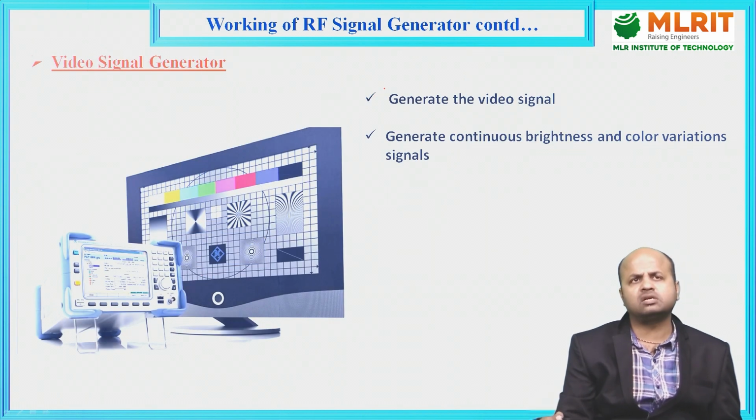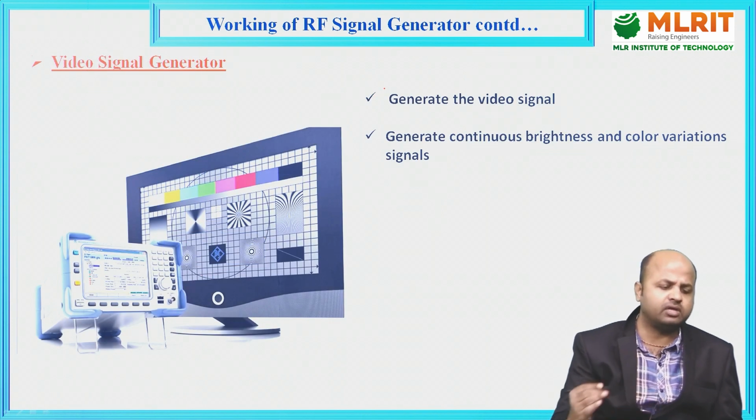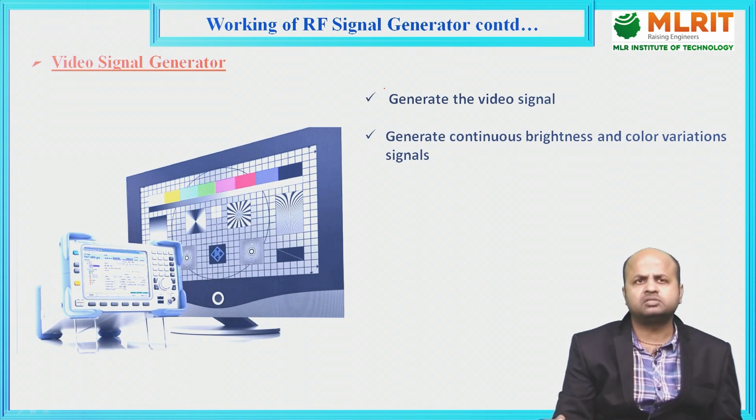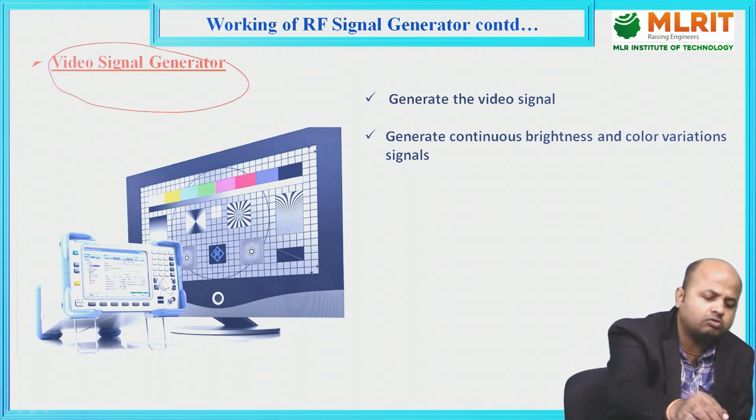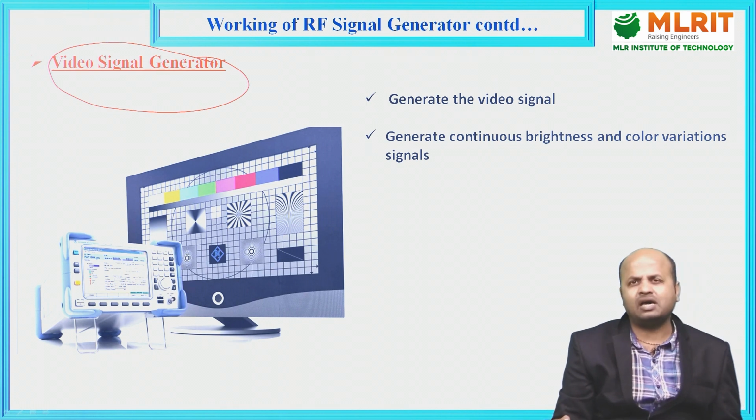Now the video signal generator. As we are already aware, video signals are widely used in television sets and CRO. Any type of video signal can be generated by the video signal generator. It also comes under the category of RF signal generator. So we have seen that an RF signal generator can be used for a video signal and for a modulated signal. So many uses of the RF signal generator are there.